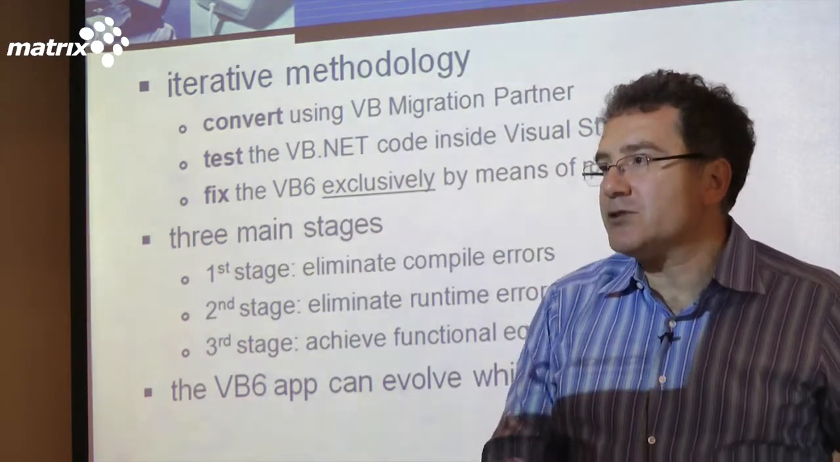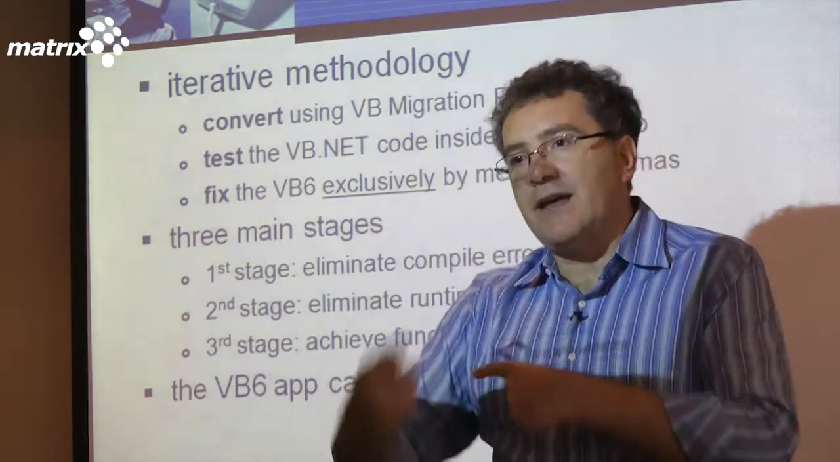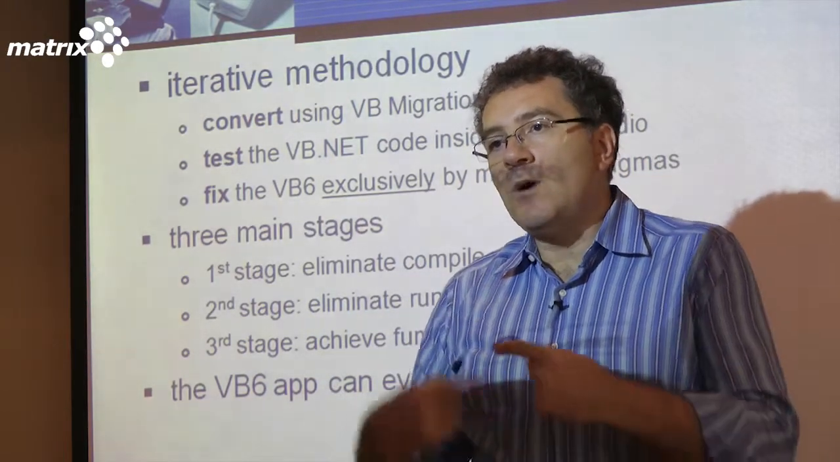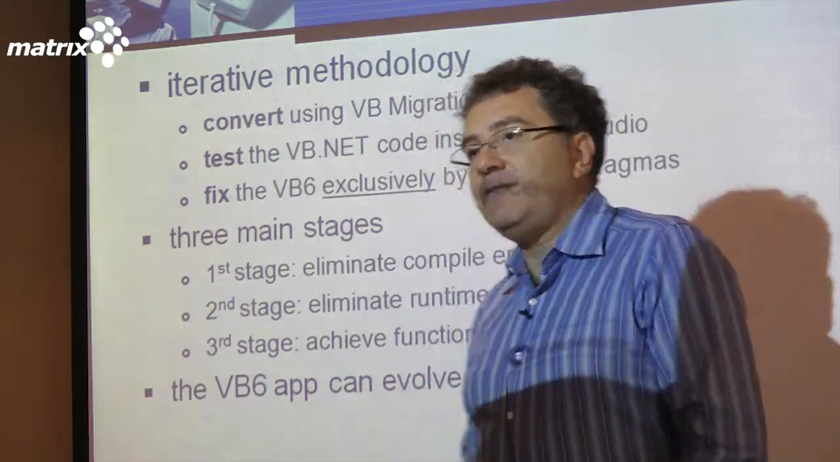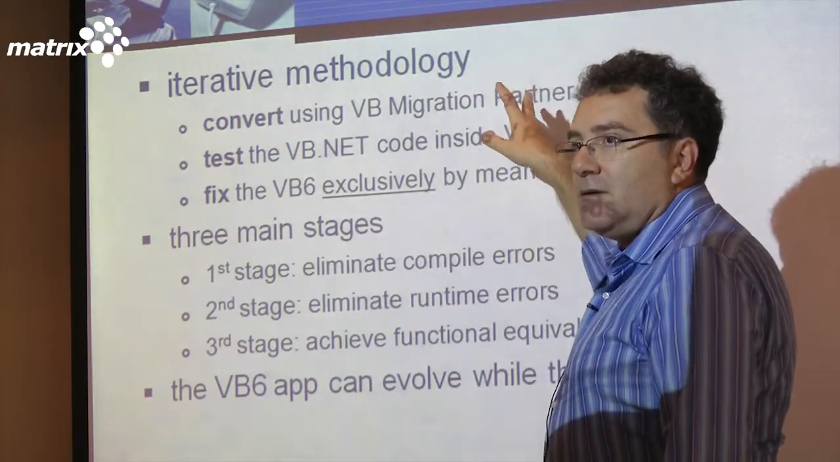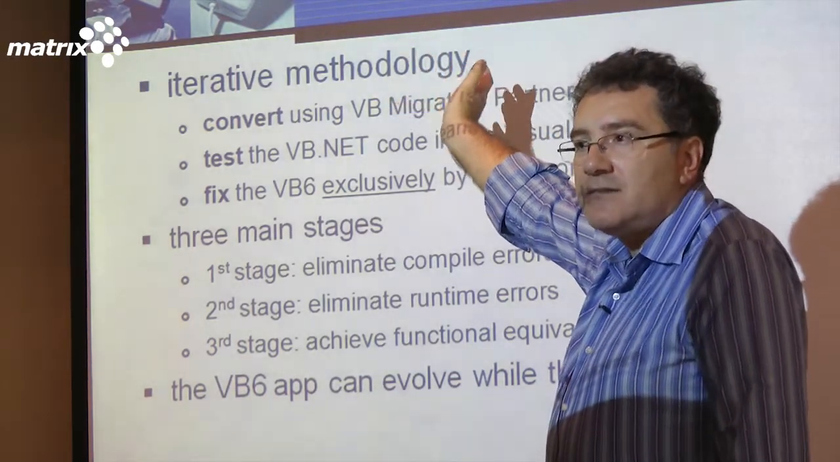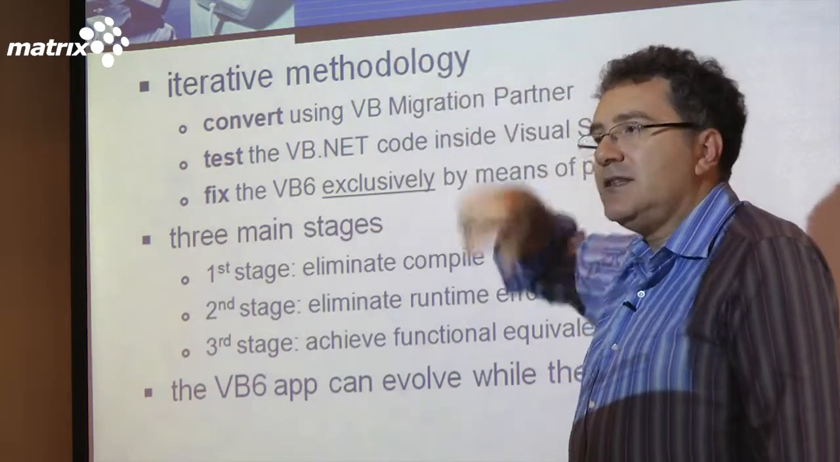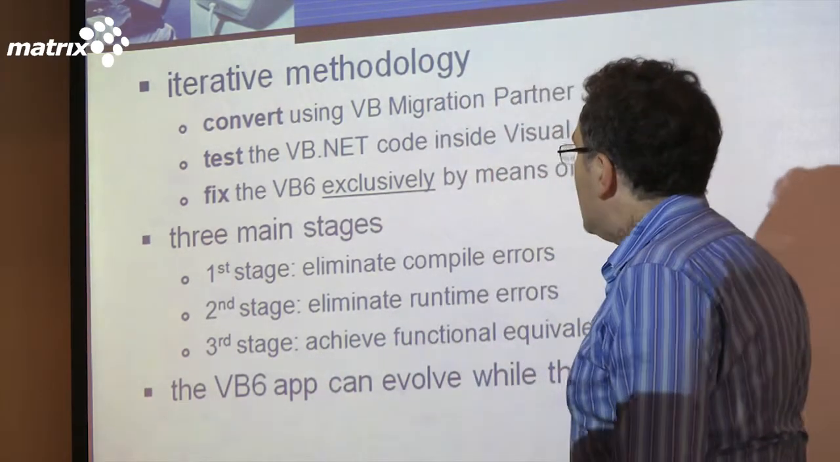Because if they modify the source code, ideally they should go through the same debug and test process. We don't want them to go down that path. We want to fix the VB.NET problem by adding one or more pragmas, which are just remarks, and therefore it's guaranteed that the VB6 code doesn't need to be retested. Yes?